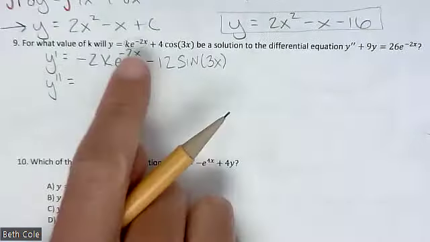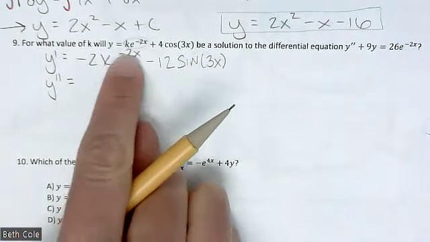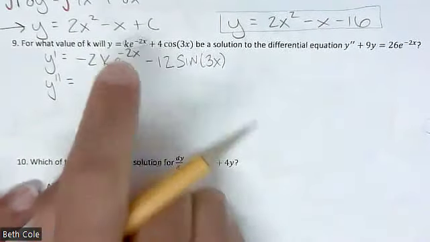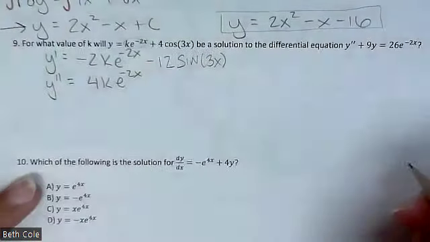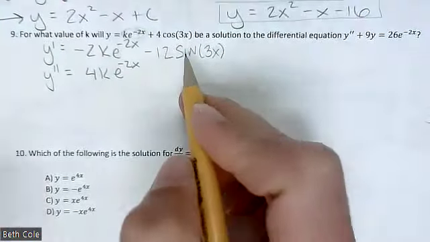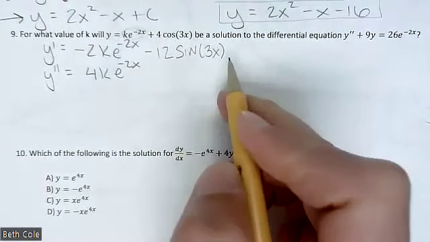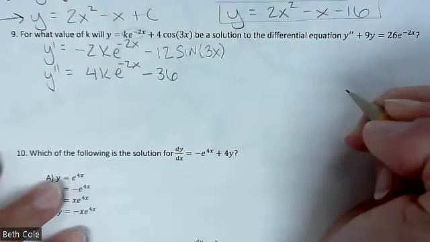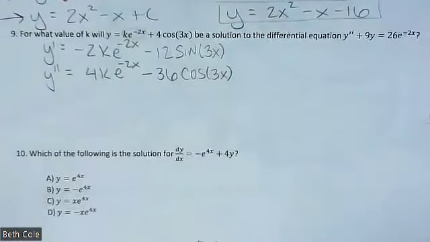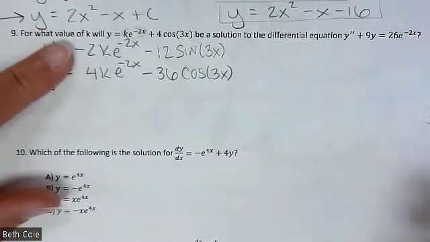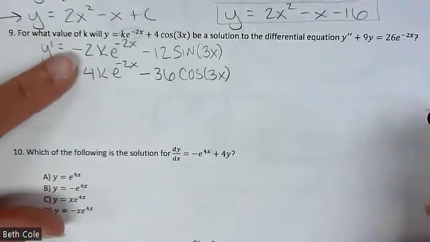So what would be the derivative of this first part? They both have a chain rule in them. Good. Oh, you guys are getting it. 4k e to the negative 2x. And then the derivative of sine is just cosine, but you have another chain rule. So it's, yeah, you got it. Minus 36 cosine 3x. I'm not going to recopy that. All right, so we're just going to use that.